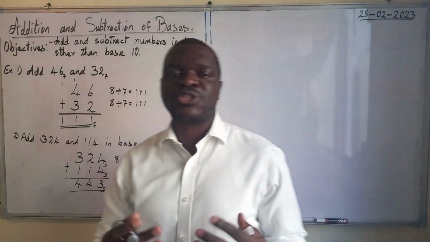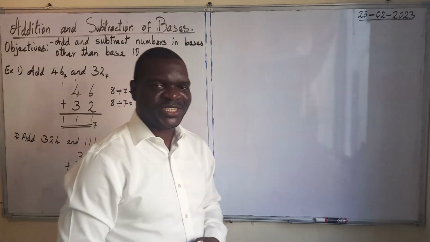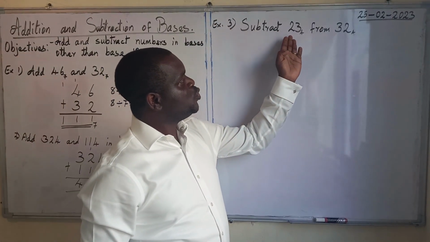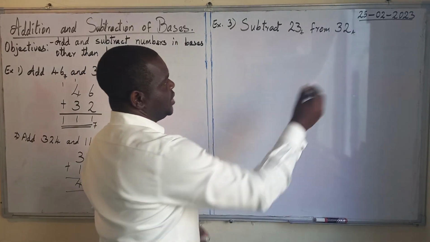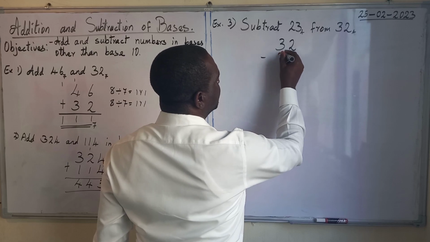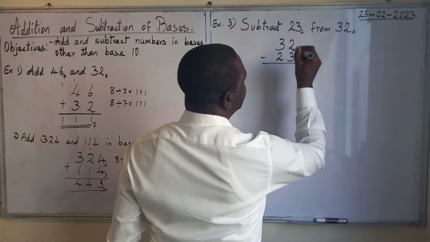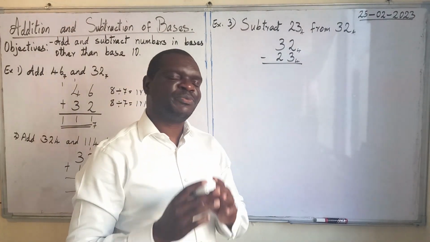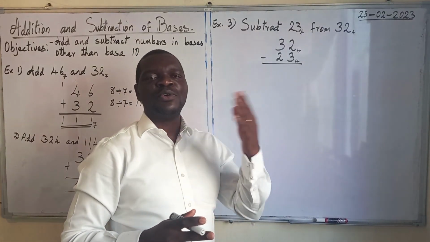Let's go to subtraction and see how to operate the numbers as far as subtraction is concerned. Example 3 says subtract 23 base 4 from 32 base 4. So we place the numbers vertically, 32 first, and we take away 23. Remember, we are operating in base 4. Now, it is a little bit tricky here, so I invite you to be very careful when doing subtraction, especially when it comes to borrowing.